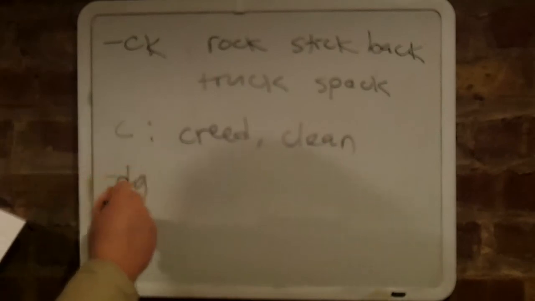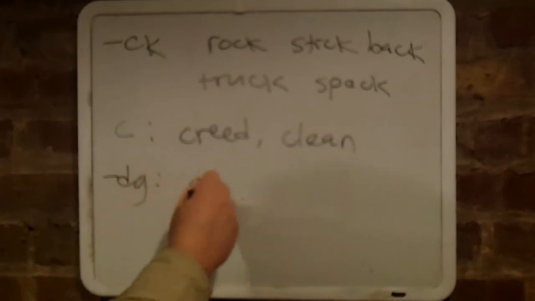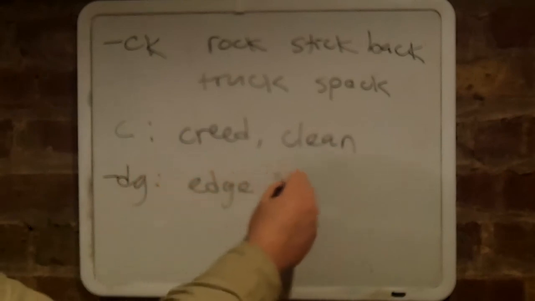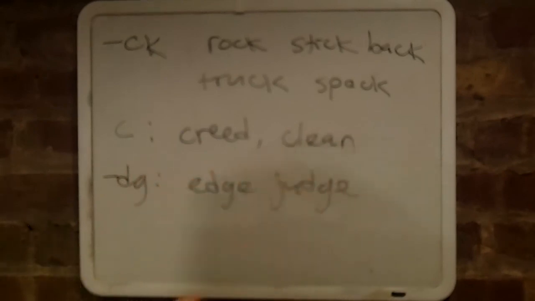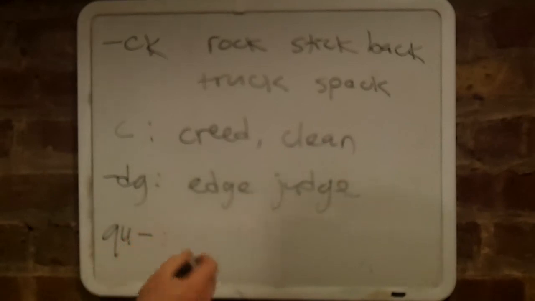DG is a combination that's generally only found in the middle of words, and it sounds like J. So like edge, judge. QU appears, Q and U almost always appear together in English, and it makes the qu sound. So you have words like quit, question.